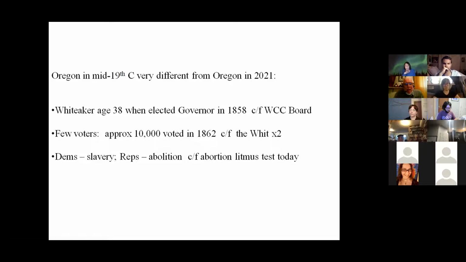For one thing, most of the settlers were quite young. John Whitaker arrived in Oregon at the age of 32. By the time he was in his mid-30s, he was a judge. By the time he was 38, he was elected governor of Oregon. So 6 years from arriving in Oregon, he's governor of Oregon at the age of 38. Compare that to the average age of the Whitaker board now. We're not geriatrics, but 38 is still pretty young for governor of the state. There were very few people voting at that time.